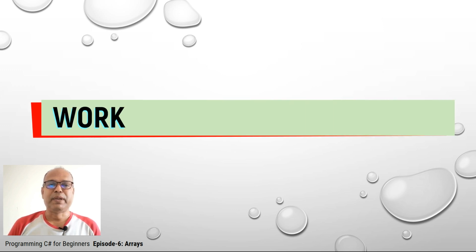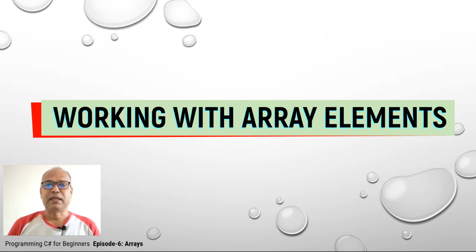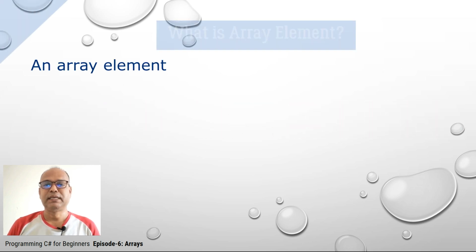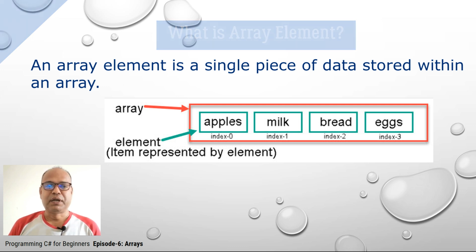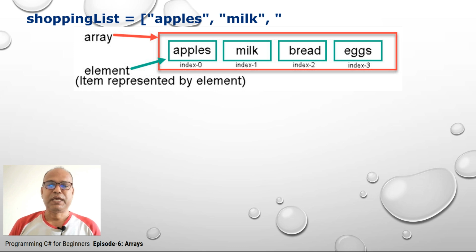Working with array elements, let's discuss the array elements with an example. An array element is a single piece of data stored within an array. Imagine an array as a collection of boxes lined up in a row, each holding a different item. Each item stored in a box is an element of the array. Here's an example to make things clearer.